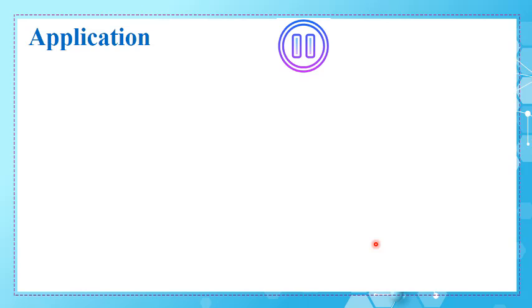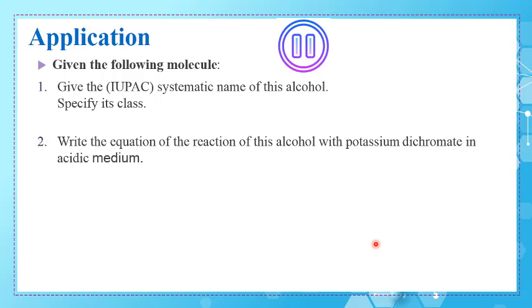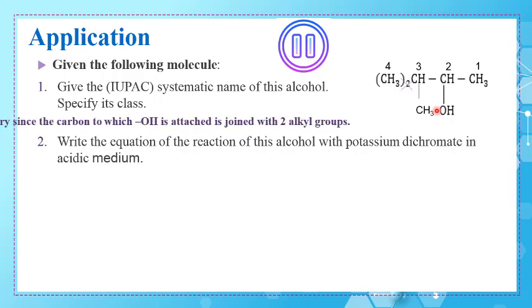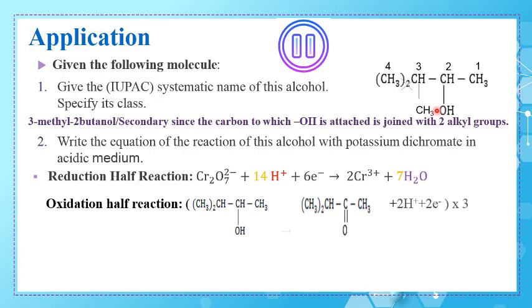Now here is an application about mild oxidation of alcohol. Pause the video and solve the following 2 parts. Here is the solution. Look, this is the alcohol. Just one remark about the way it is written. This 2 means that this CH3 is attached to this carbon. So we can erase this 2 and we can write 2 methyl groups attached to this carbon, and this is the solution.